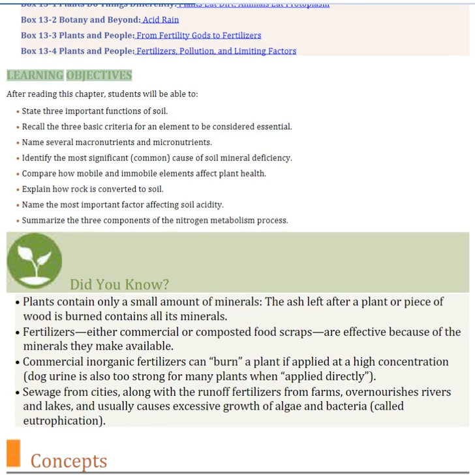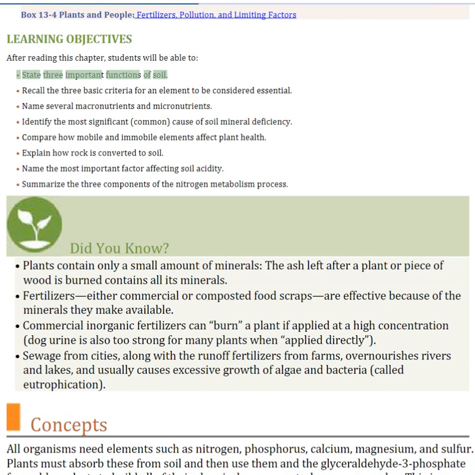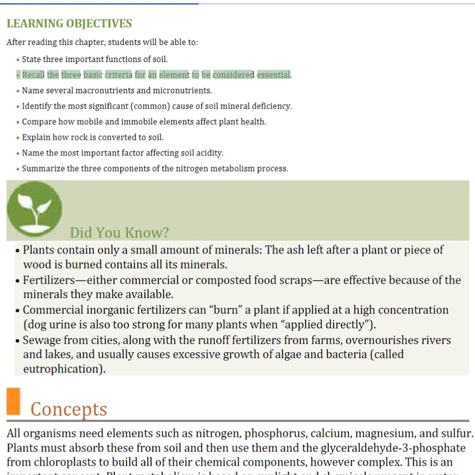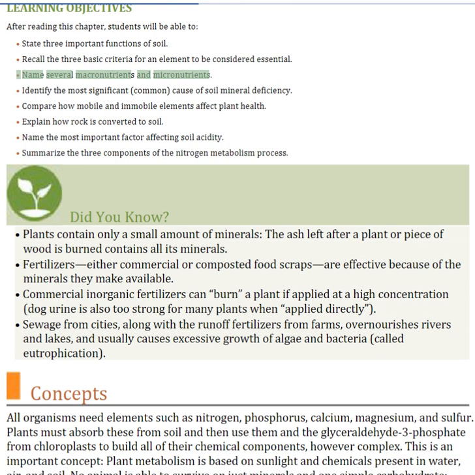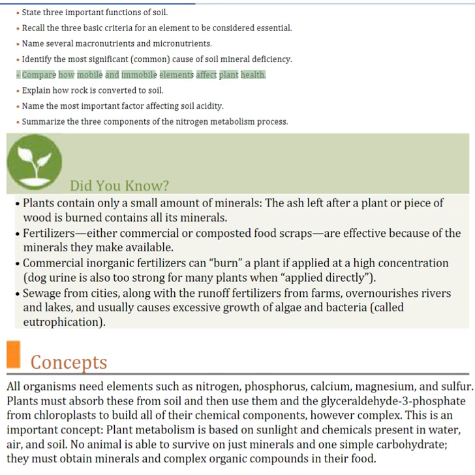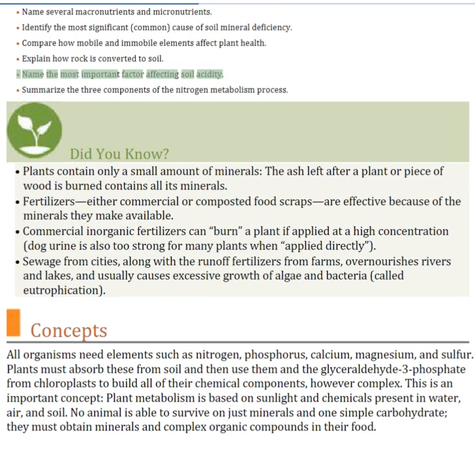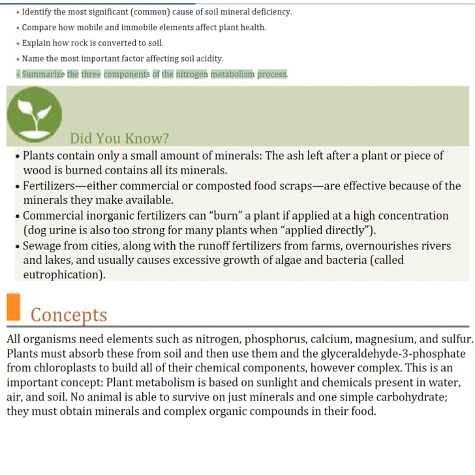Learning objectives. After reading this chapter, students will be able to state 3 important functions of soil. Recall the 3 basic criteria for an element to be considered essential. Name several macronutrients and micronutrients. Identify the most significant cause of soil mineral deficiency. Compare how mobile and immobile elements affect plant health. Explain how rock is converted to soil. Name the most important factor affecting soil acidity. Summarize the 3 components of the nitrogen metabolism process.